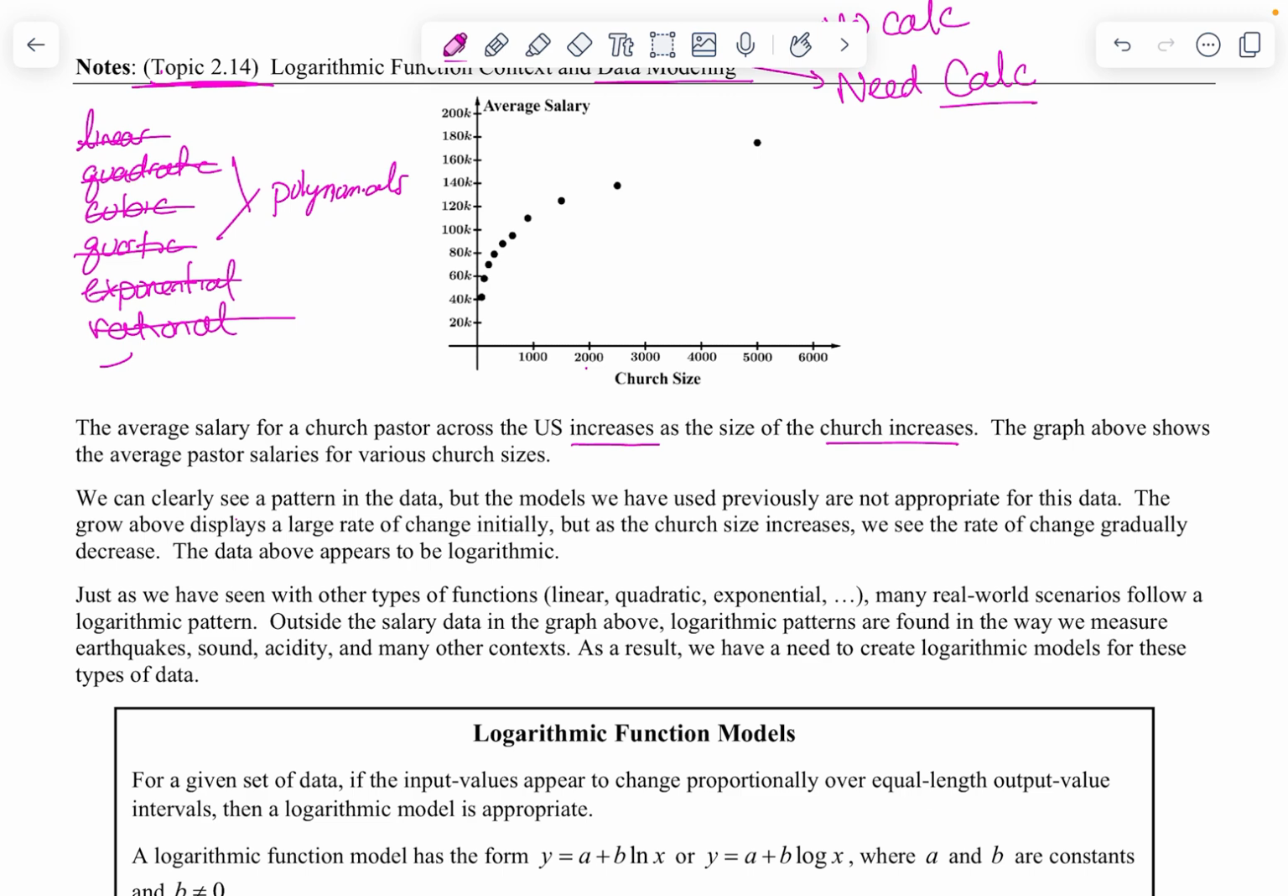Now the graph above displays a large rate of change initially. So at first it grows very rapidly, but then as the church size increases, we see that the rate of change gradually starts to decrease. That means the slope from here to here becomes smaller. So the slope here is much, much higher than at the end. So you notice that the data above appears to be what we are dealing with right now, which is logarithmic.